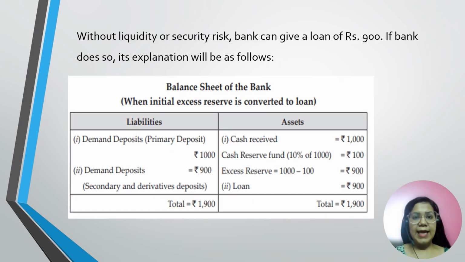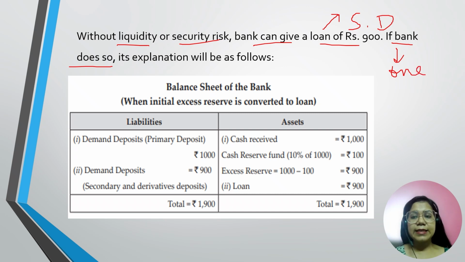Now, as I said, the banks can give loans of rupees 900 from these excess reserves if there is no liquidity or security risk. So if the bank does so, we had read that what do they do? When giving these loans, they create secondary deposits or derivatives. Now, since there is only one bank, this secondary deposit or derivative will also be with this bank, right?